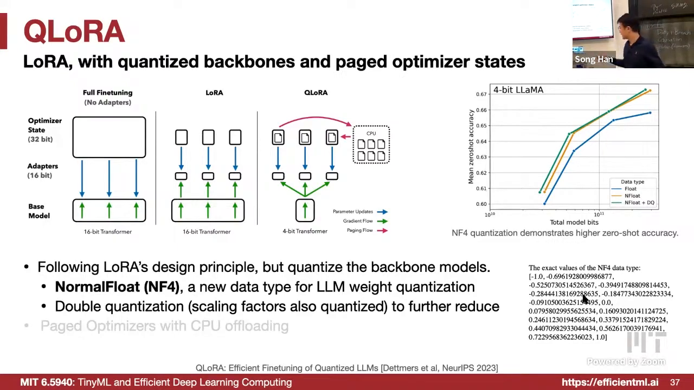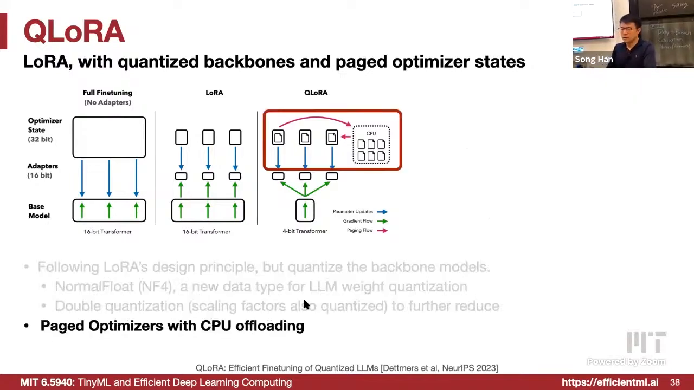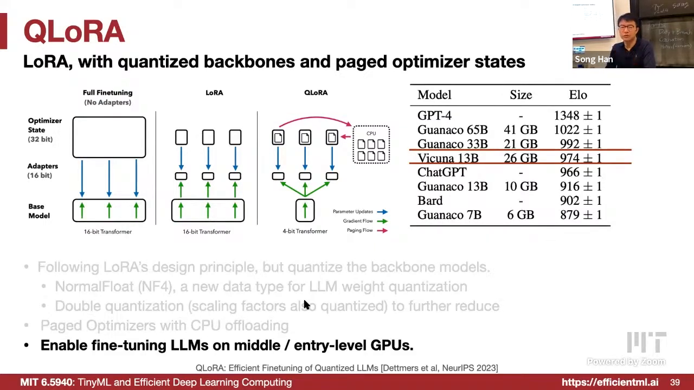The second contribution is double quantization, where the scaling factor is not FP16, but the scaling factors are also quantized. And finally, paged optimizer with CPU offloading. So the optimizer state, when it's not useful, we can offload it to the CPU. As a result, fine-tuning a large language model becomes much more memory efficient, like 26 gigabytes. It's also suitable for mid-level or entry-level GPUs.